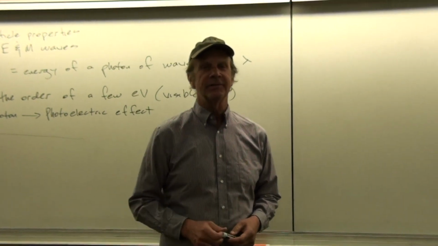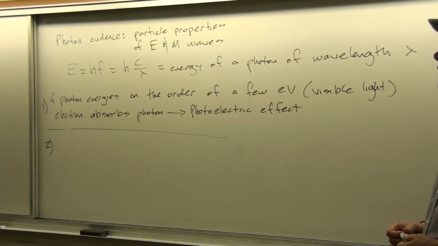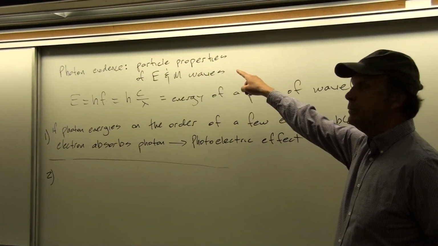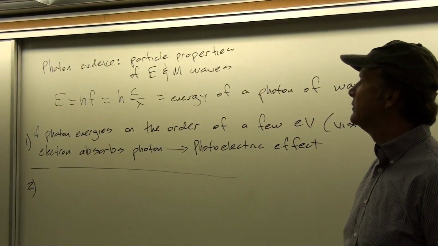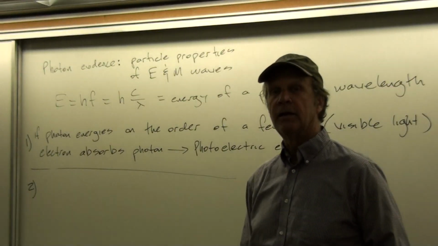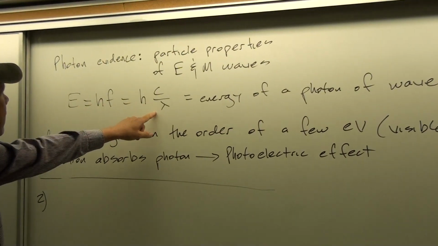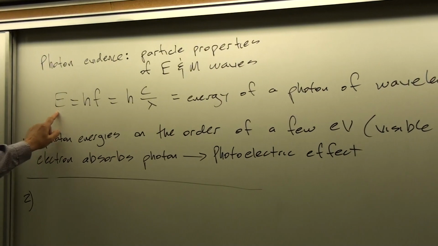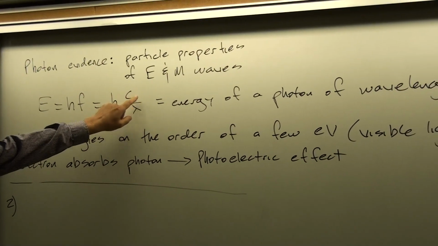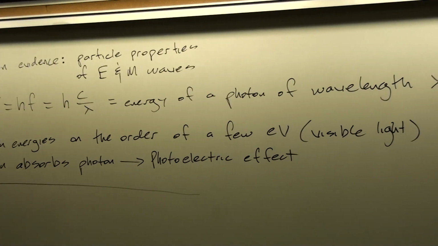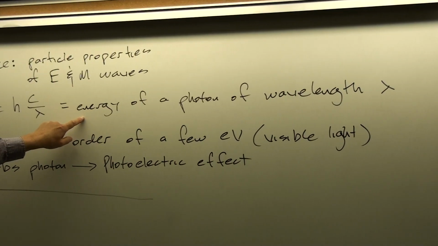All right, so let's just summarize what we're trying to do in chapter 38. We're looking at the evidence for the particle properties of electromagnetic waves. So in other words, evidence for the photon. Now recall that in Planck's assumption, energy is proportional to the frequency of the photon, and that's equal to hc over lambda. So that's the energy then of a photon that has a wavelength lambda.